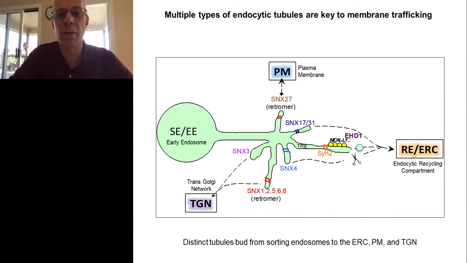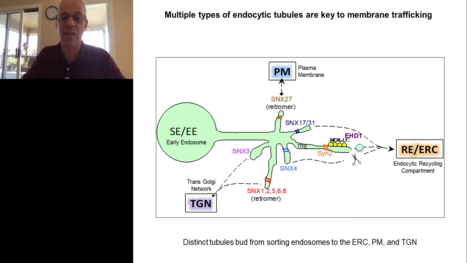And in recent years, there's been more and more attention paid to these networks of tubular structures, which in many cases actually bud out of the early or sorting endosome. This cartoon basically shows tubular structures that are marked by various different proteins, in this case proteins known as sorting nexins, SNX27, SNX3, SNX4, and other SNX proteins that belong to the retromer complex for the most part. And these are often tubular structures that bud from these endosomes, as shown by the work of Peter Cullen and others.